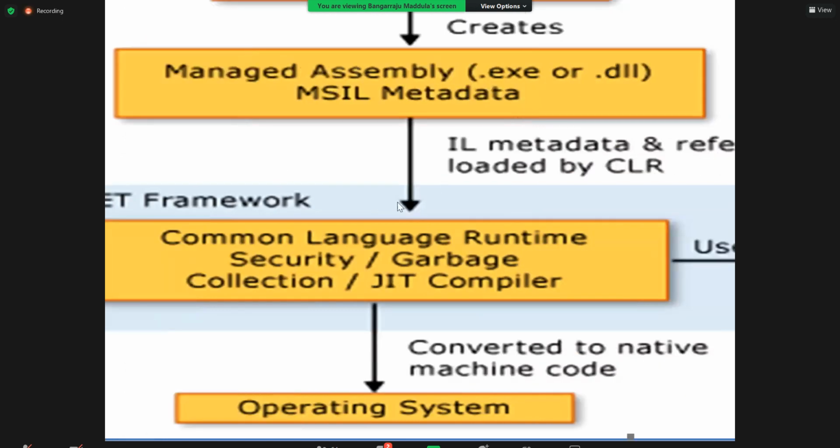This is the framework CLR and the CLRC: security manager, garbage collector, JIT compiler. I explained these three for you. Yes or not? These are the three main components. Other than that, debug engine, exception manager, a lot of things are there. But these are the three main components.